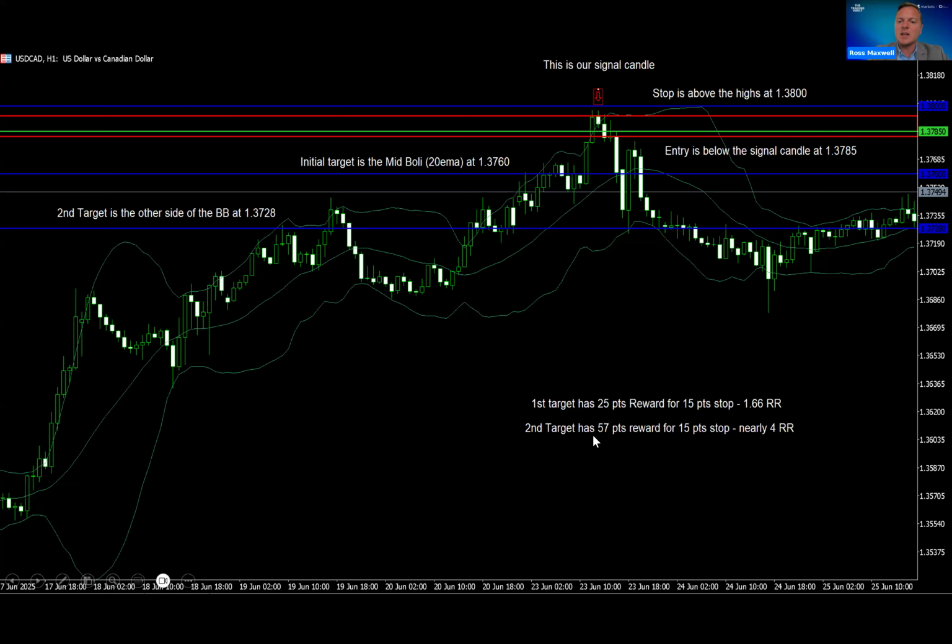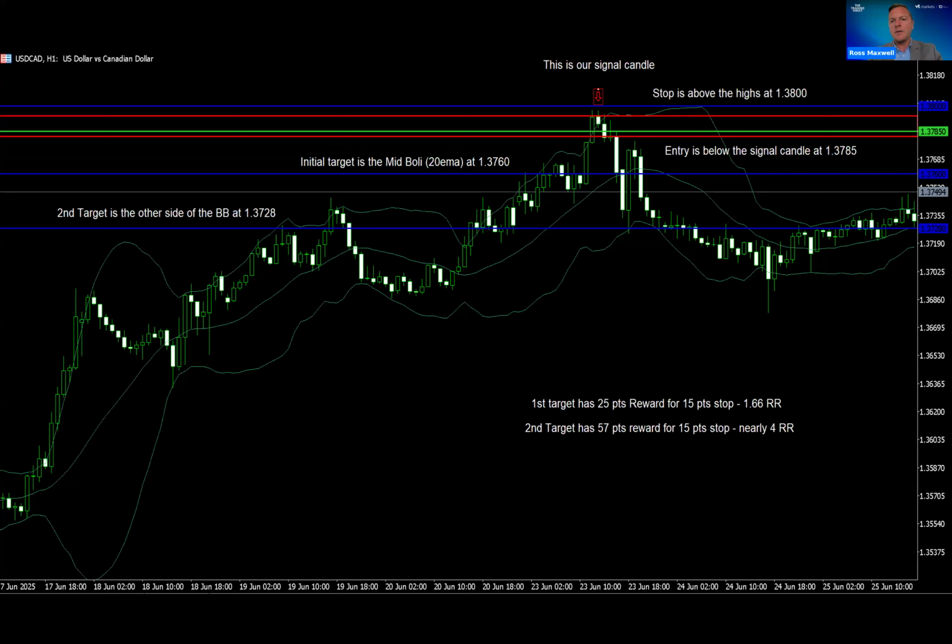And our second target has 57 points of reward for that 15 points of risk, which is nearly a 4 to 1 risk to reward trade. So you can see on the second part of our trade, we get much more. So this is, again, one way of allowing us to take advantage and try and maximize some profits. You go for a small target to start with because you're in that range bound market, and then you leave the rest to go for the higher target. It's still going to be just like a 3 to 4.